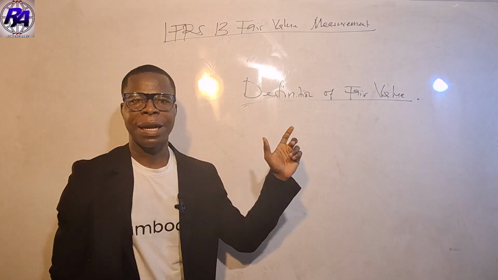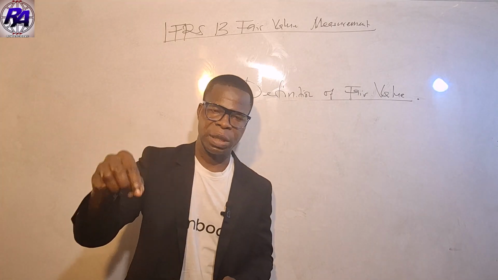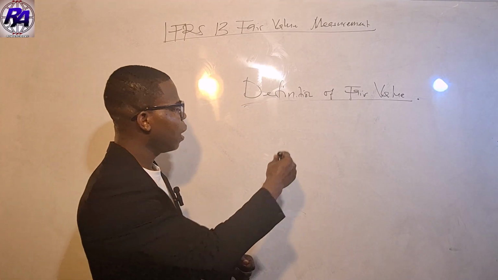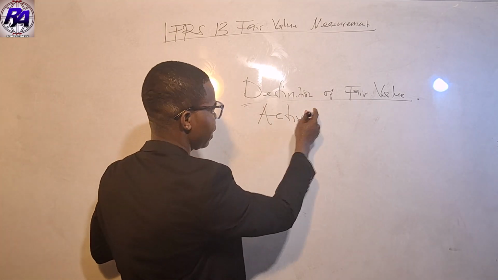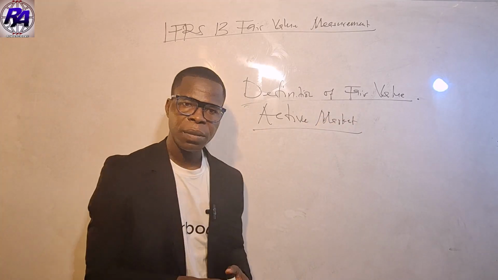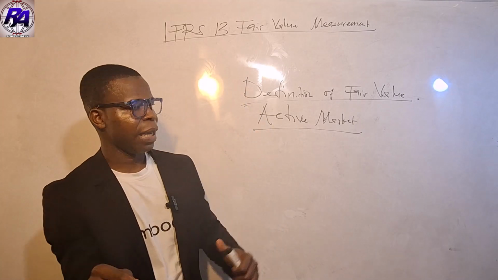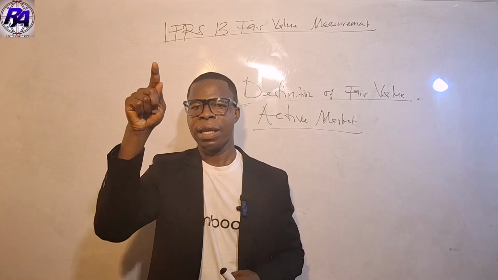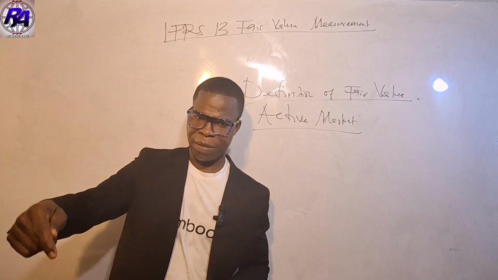Having established our understanding of the meaning of fair value, we now want to proceed to another important component of the standard. If an entity wants to determine its fair value, that entity must use the information about the item in the active market. Now, the active market is a market in which a transaction for an asset or liability takes place.